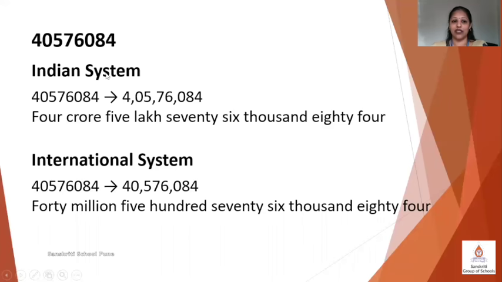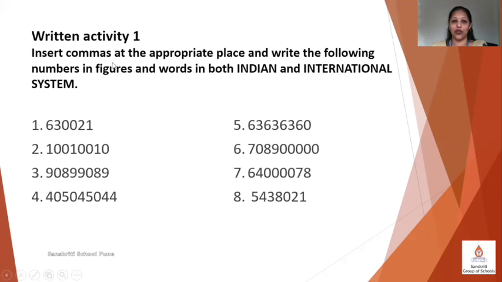40,576,084. In the Indian system, it is written as 4,05,76,084, and it is read as 4,05,76,084. Whereas in the international system, it is written as 40,576,084, and it is read as 40,576,084. We have a written activity for you over here.